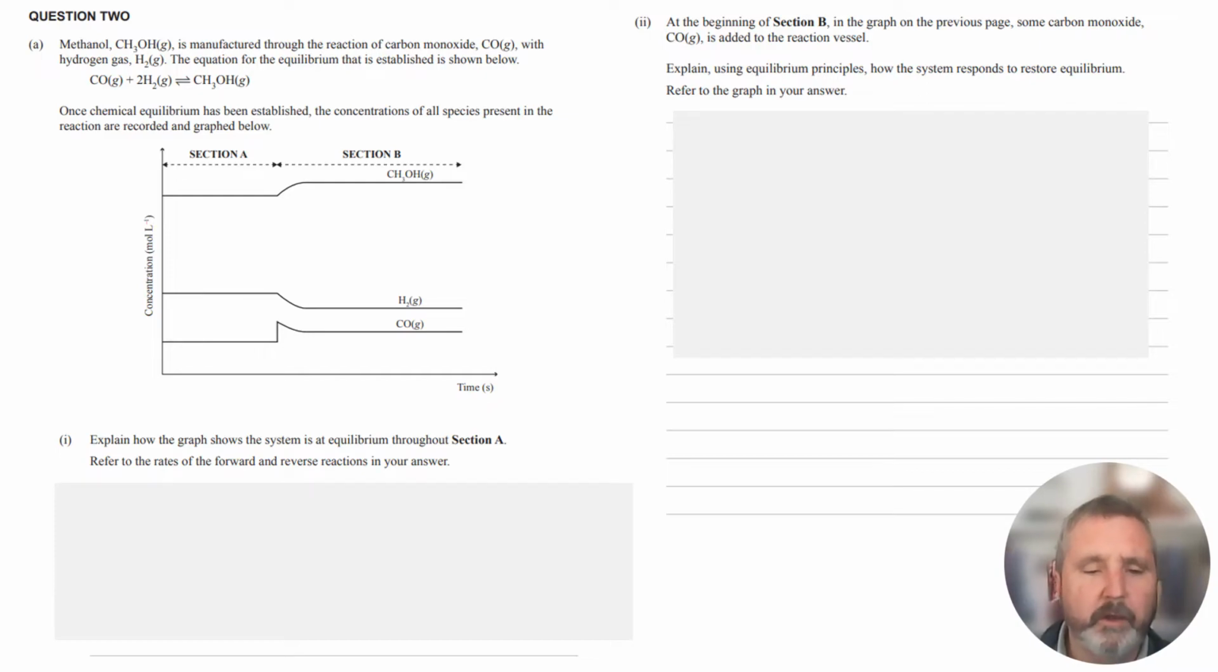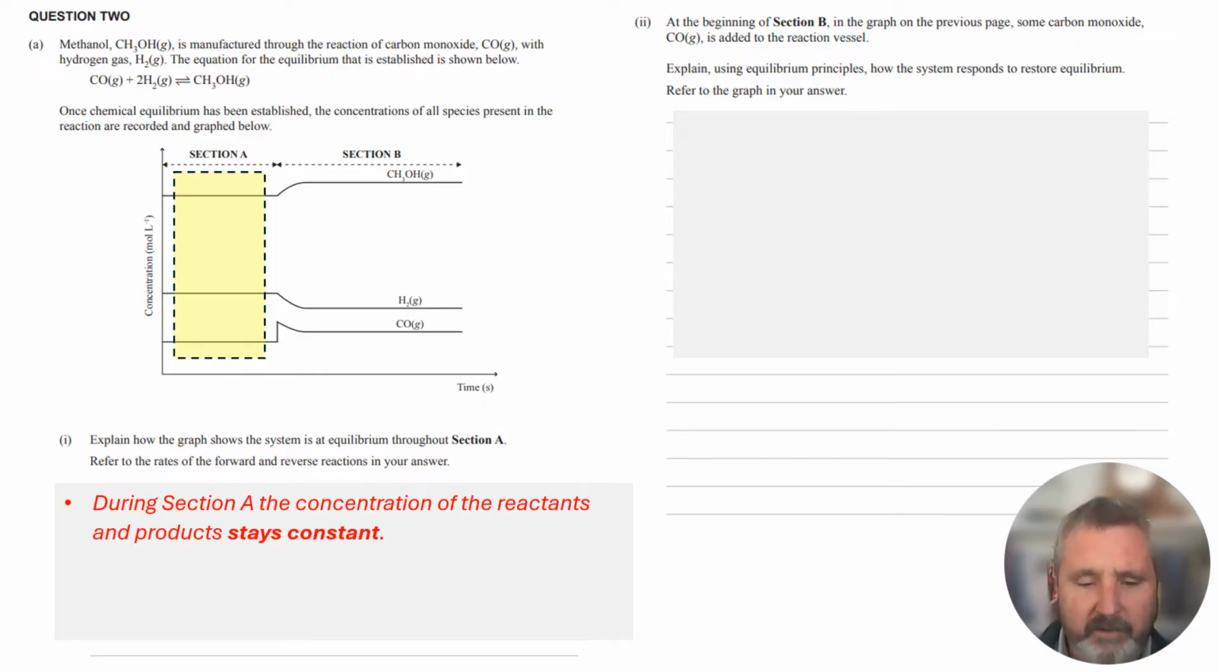So all that we're going to do is answer section A, right? We're going to refer to the forwards and reverse rates in our answer. So section A, here we go. There it is, that point there. What does it look like? What can we see about the concentrations of each of those substances? Methanol, hydrogen, and carbon monoxide. So in section A, the concentration of reactants and products stays constant. Cha-ching, achieved point. You're going to get that right there and then, right?